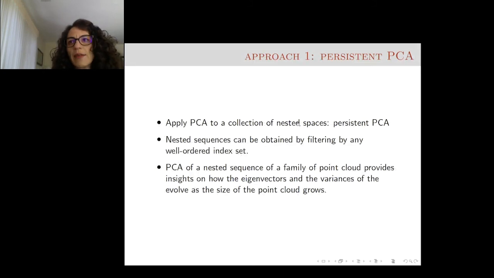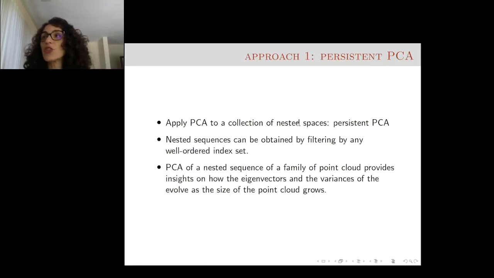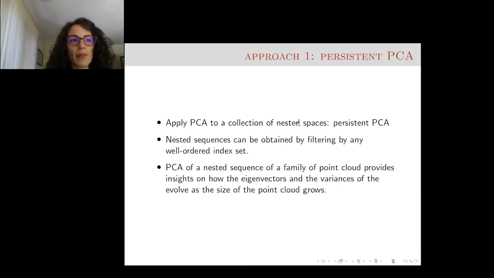So when can you do that? You can do it as long as you have some well-ordering index set on your data. If you have a partially ordered set, or let's say some sort of Morse function, then you can create a nested sequence of data out of your data set. Then you can apply principal component analysis to each element of this nested sequence. That will provide you with insight into how these eigenvectors and explained variances change across your filtration, that is, how they change when you're growing your point cloud.